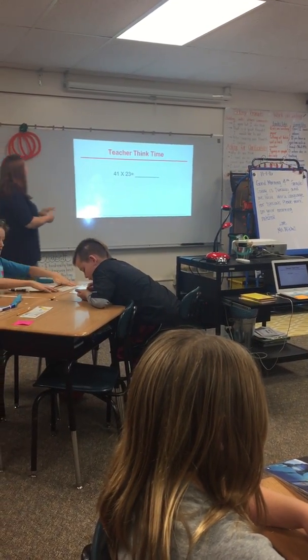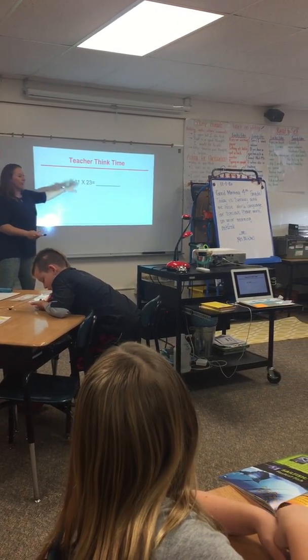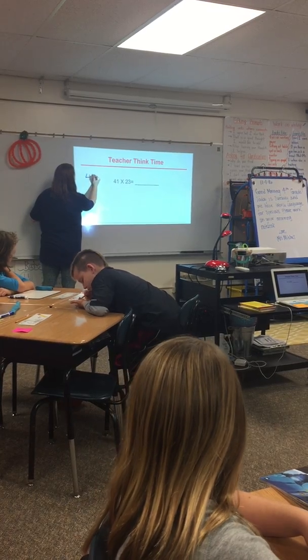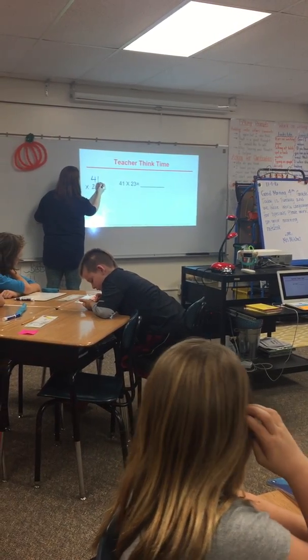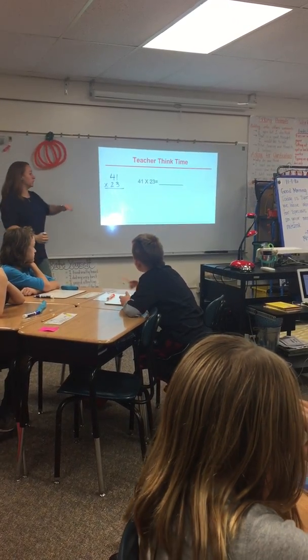So here's my teacher think time. Remember, when I have a problem that's written out this way, I need to write it vertically by place value. So I have 41 times 23. I always start in my ones place.